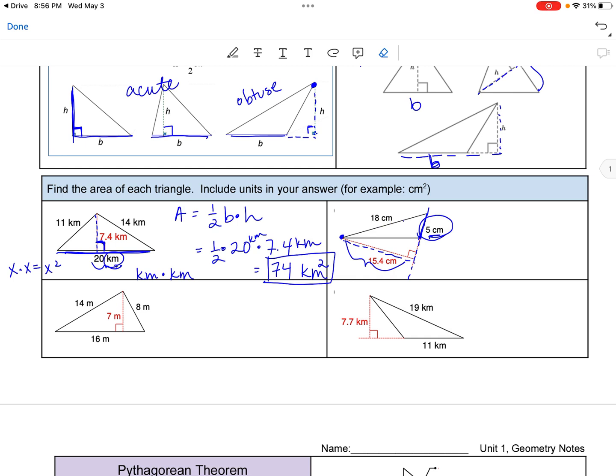So we're going to do again 1/2 base, 5 times height. And I don't have my calculator in front of me, so you'll have to work that out on your calculator and then do these two on your own and come check your answers with me.